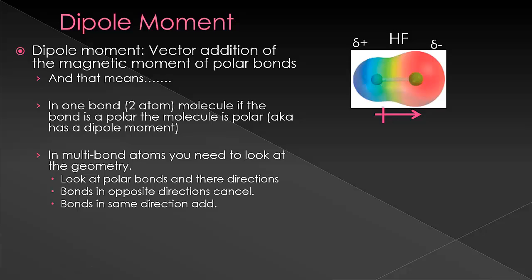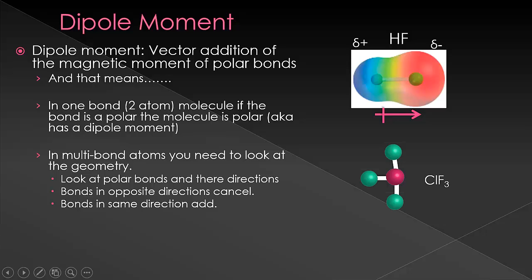Now, in multi-bond molecules, you need to look at the geometry, because sometimes these bonds can cancel. So let's look at something like ClF3. You may have to pause, pull out your model kits or your toothpicks and candy, and think about what this geometry really looks like. When you write out your Lewis structure for this, you see that you have two lone pairs here and here. And so overall you have this T-shaped molecule.